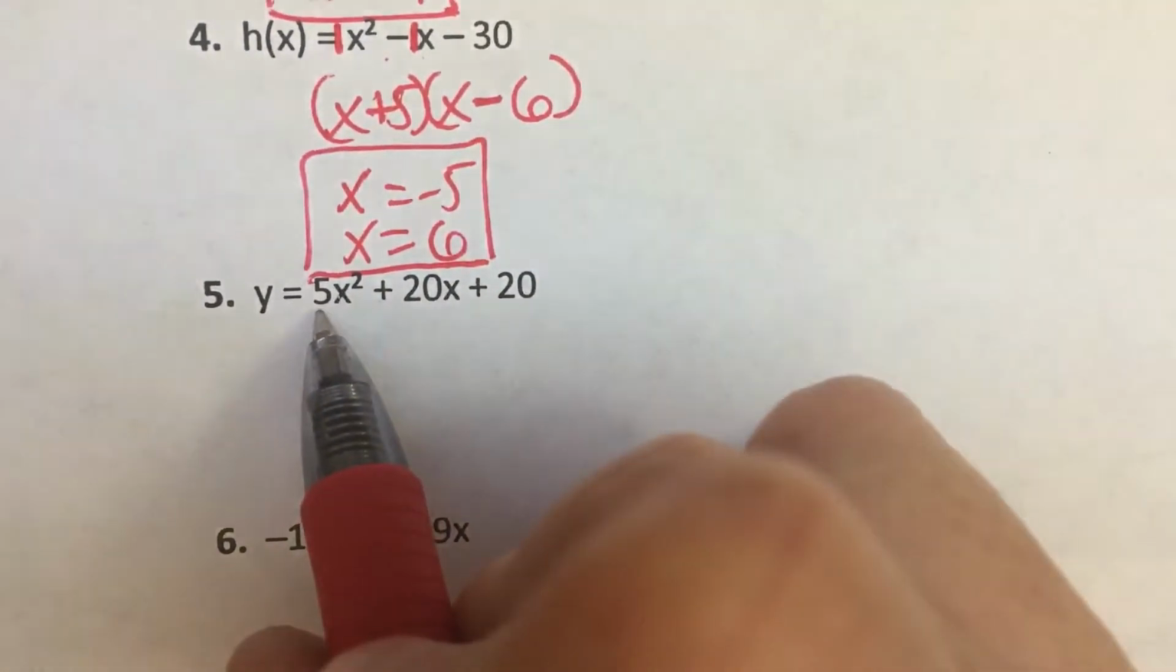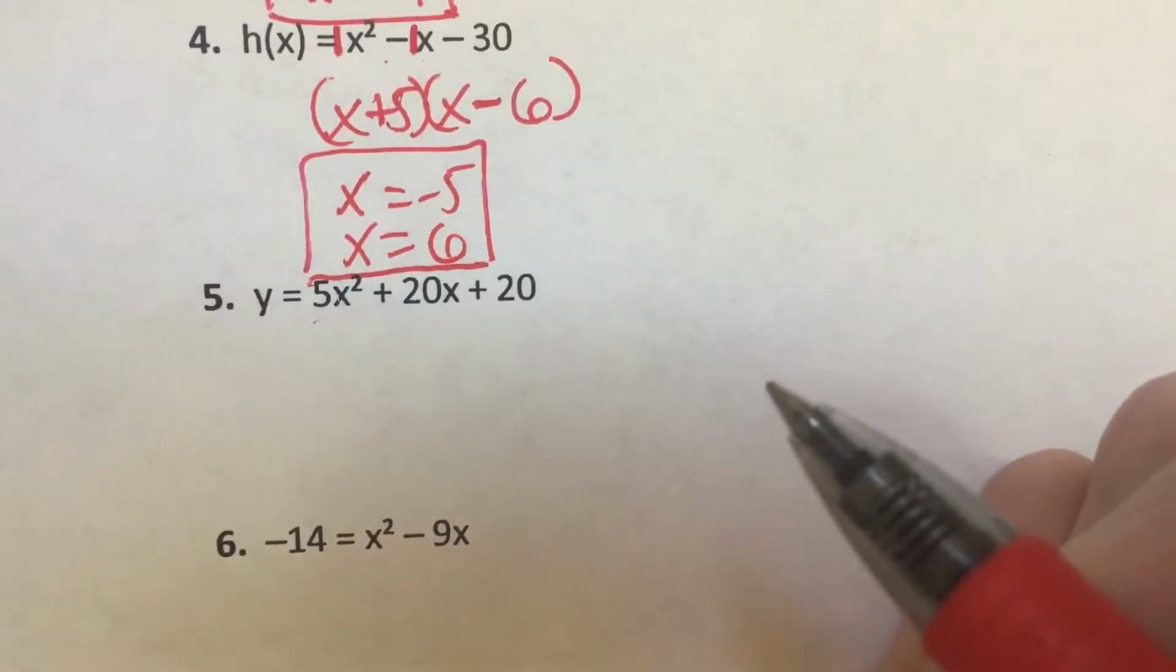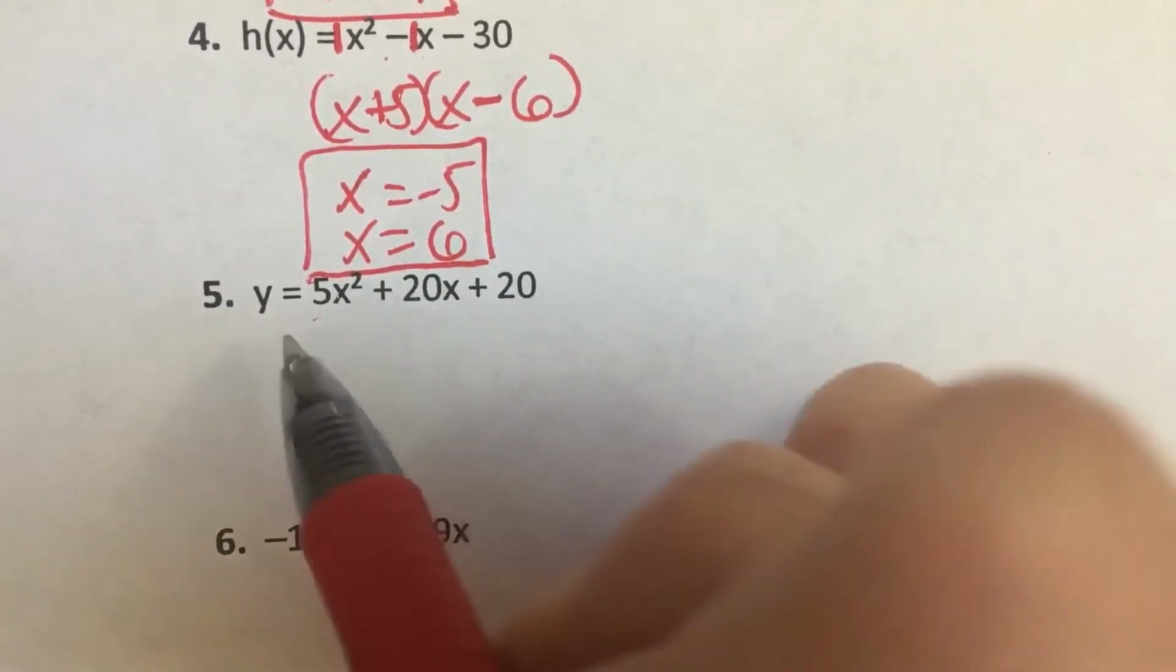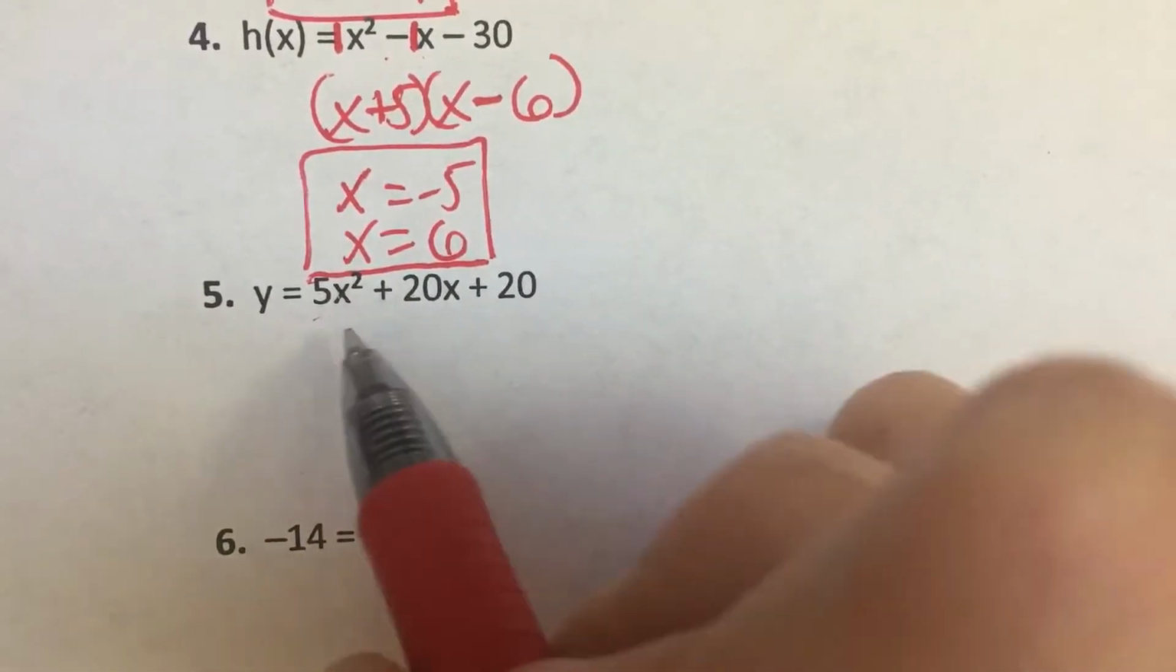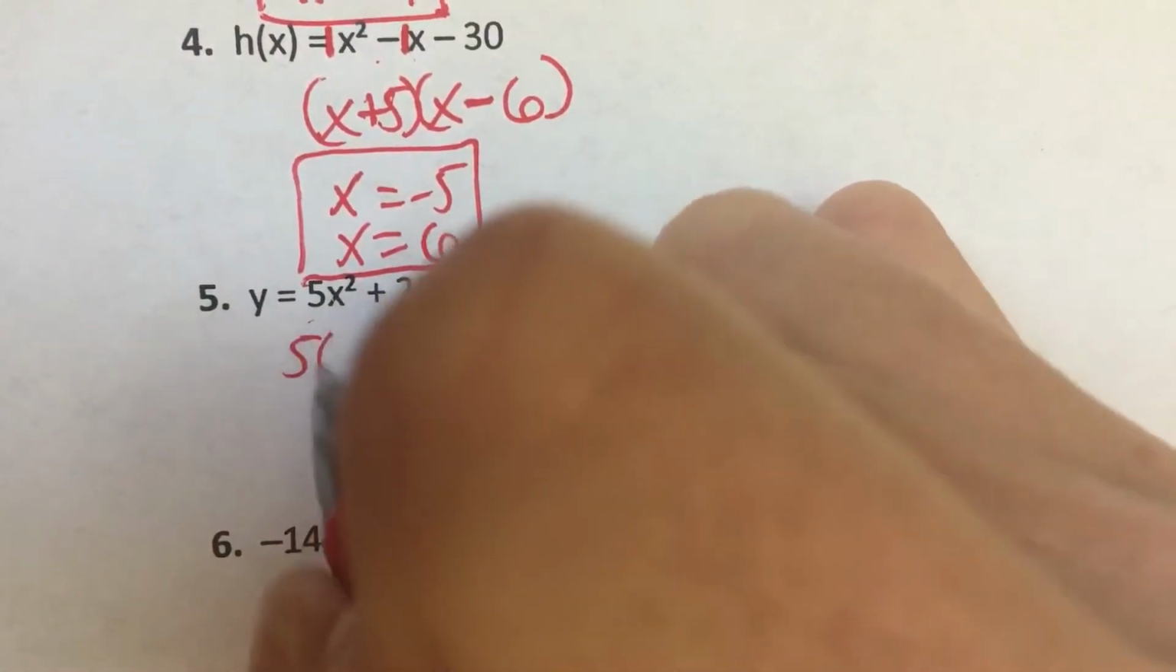Number 5, a little trickier because we have a leading coefficient. What we want to see is that if every term can be divided by that number, we just need one extra step, and it can. Every number can be divided by 5, so I'm going to factor 5 out.